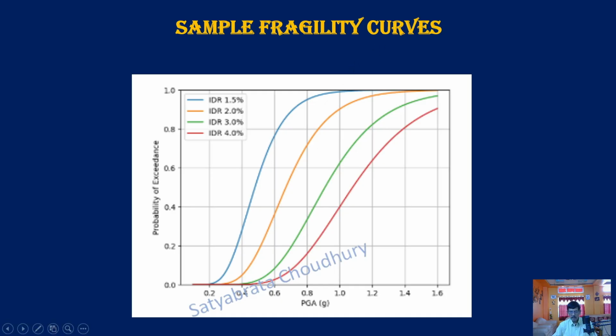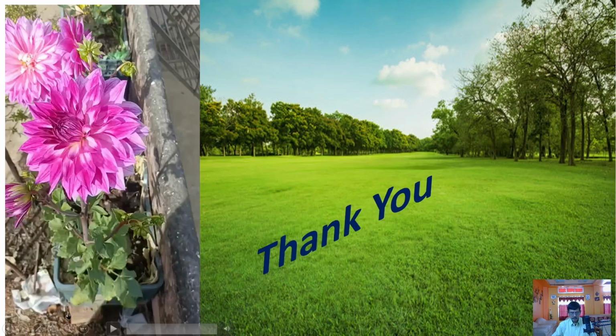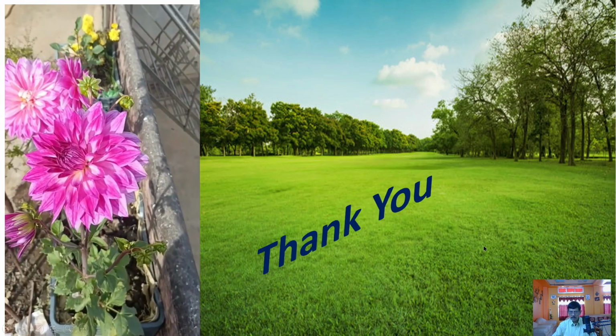A simple fragility curve will look like this. For some damage state, one curve, another damage state, another curve, and so on. We have taken damage states here depending on the peak value of the interstory drift ratio: 1.5%, 2%, 3%, and 4%. 4% is supposed to be the collapse level. So these correspond generally to immediate occupancy, life safety, intermediate, near collapse, and this is collapse. So how to generate these curves and what are the other mathematical backgrounds, that numerical example we shall take up in the next video.